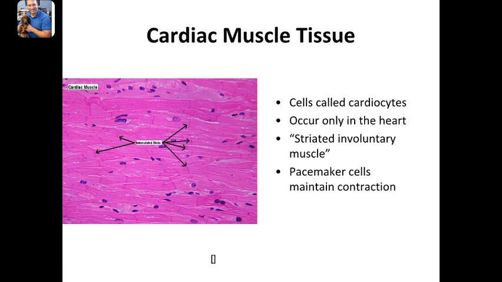They are striated, as is skeletal muscle. They are also involuntary, so we cannot control them. Smooth muscle and cardiac muscle are involuntarily contracted. There are cells called pacemaker cells within them that help maintain the contraction, so that help us keep the beat within all these different cells that again are held together by these intercalated discs.